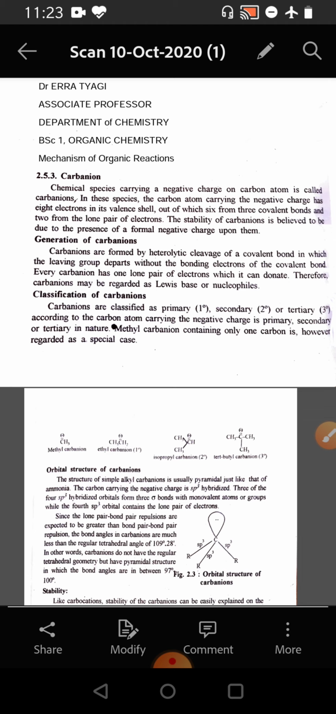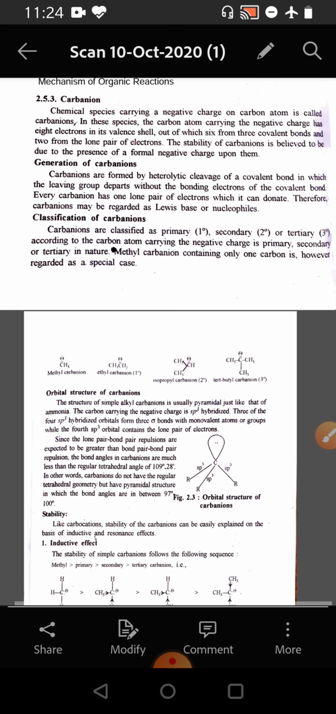The stability of carbanion is believed to be due to the presence of a formal negative charge upon them. Generation of carbanions. Carbanions are formed by heterolytic cleavage of a covalent bond in which the leaving group departs without the bonding electrons of the covalent bond. Every carbanion has one lone pair of electrons which it can donate. Therefore, carbanions may be regarded as Lewis bases or nucleophiles.